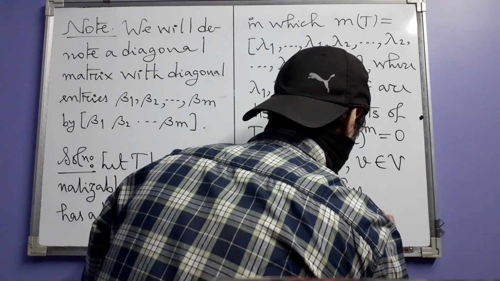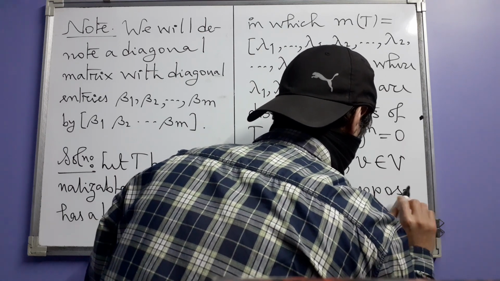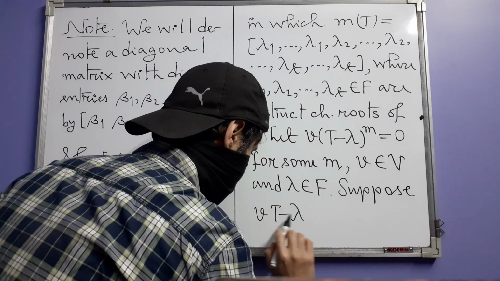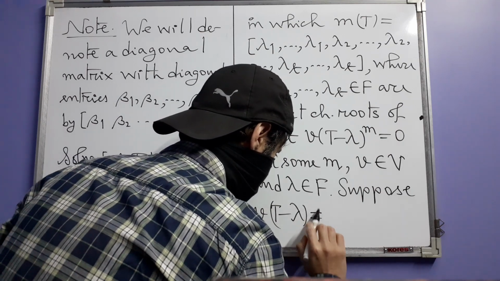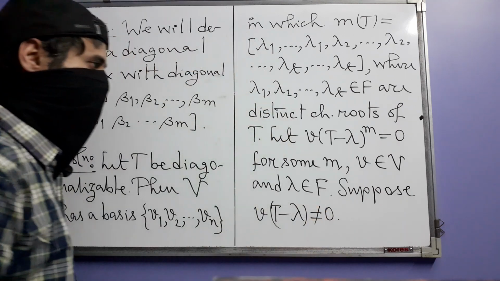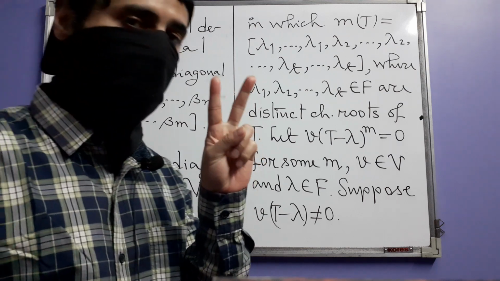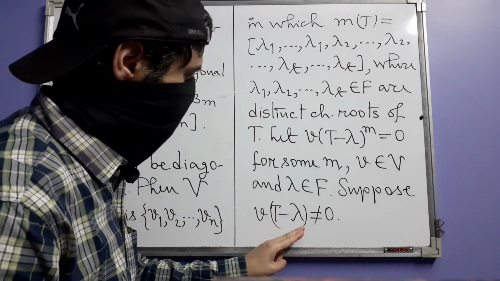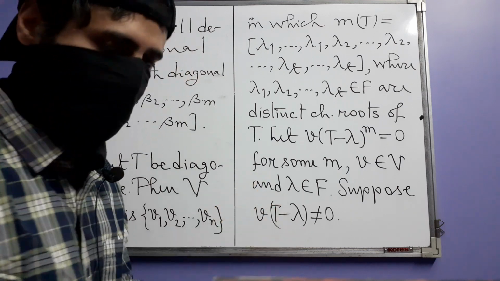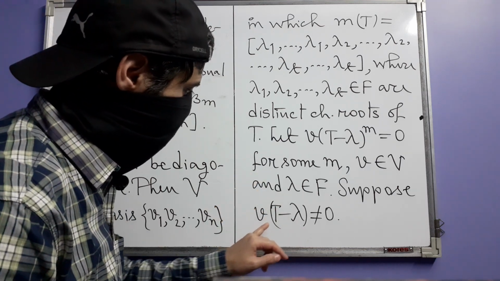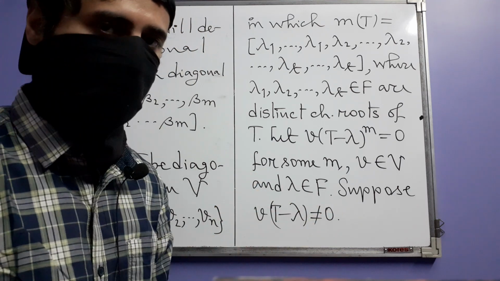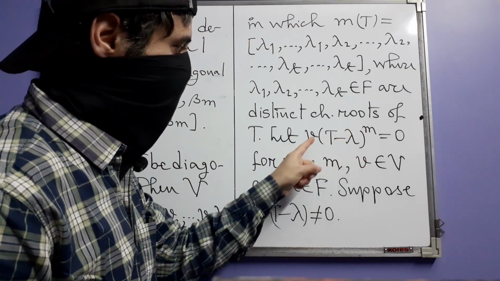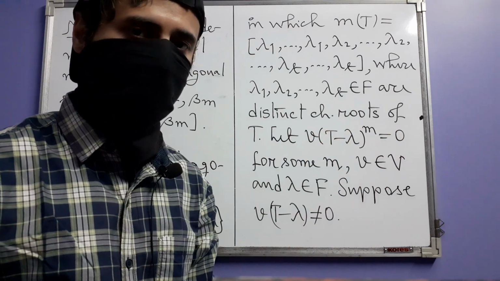Suppose this is not equal to 0. Now you see two conflicting things. One is that a power of t minus lambda, which is t minus lambda itself, when applied on v gives you a non-zero vector, whereas another power of t minus lambda when applied on v gives you the 0 vector.